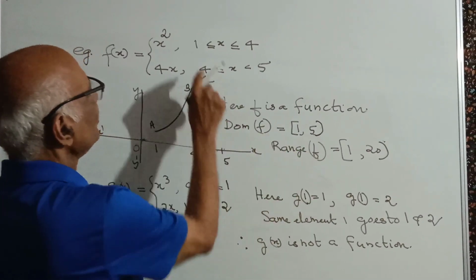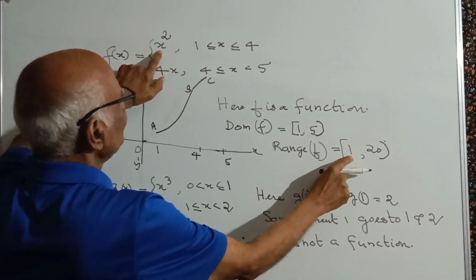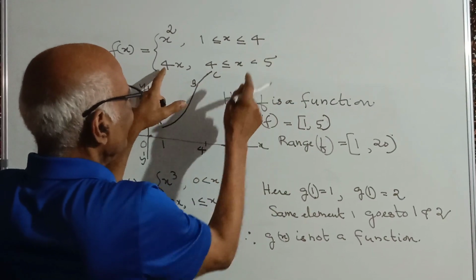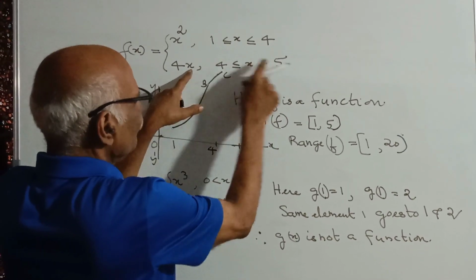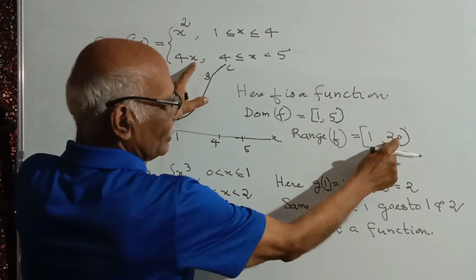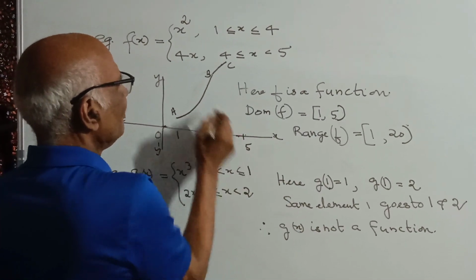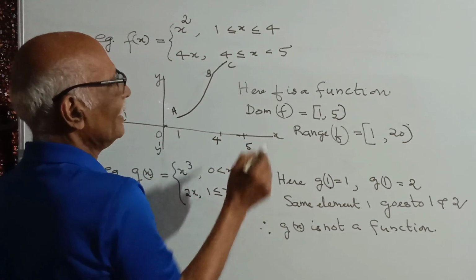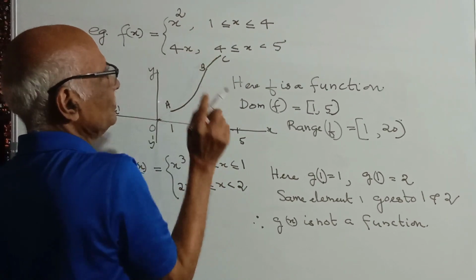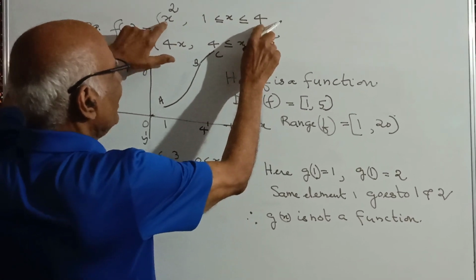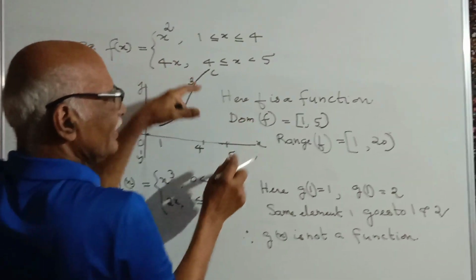The range: values of x squared start with 1 squared, which is 1. 4 squared is 16. 4x at 4 is 16. And then finally, at 5, 4 into 5 is 20. But 20 is not taken. So for this region 4 to 5, we have to take 4x. Now here is one important idea: at the point 4, for both of these, you have the same value. At x equal to 4, the value is 16. At x equal to 4, the value is 16. That is why it is a function.